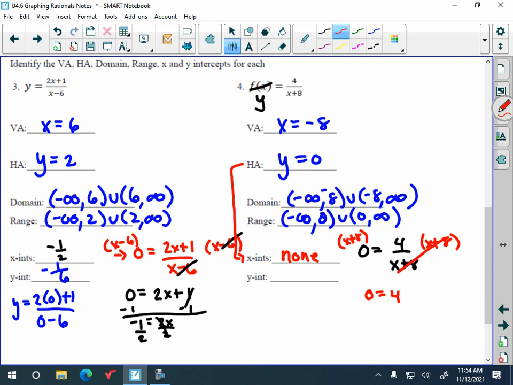Now the y-intercept: we replace x with 0. So y equals 4 over 0 plus 8. And what does that simplify to? 1/2. 4 over 8 is 1/2.